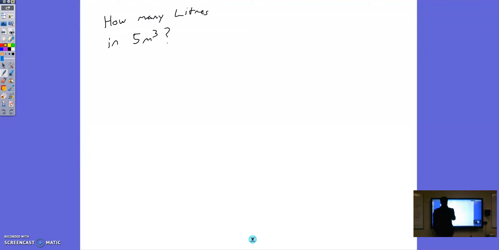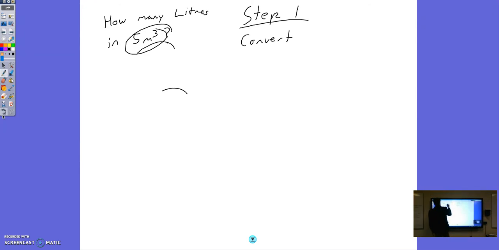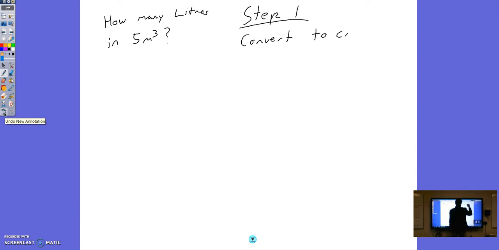How many liters in 5 meters cubed? Now, step 1 is to convert down to either centimeters cubed or milliliters as required. So convert. In this case, we are dealing in meters cubed. So the first thing I'm going to do is convert to centimeters cubed, so that I can easily go across to the second chart.